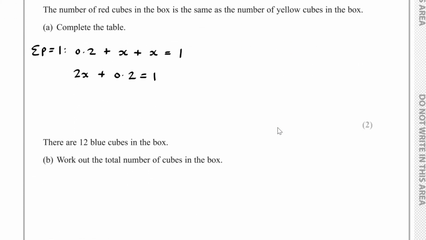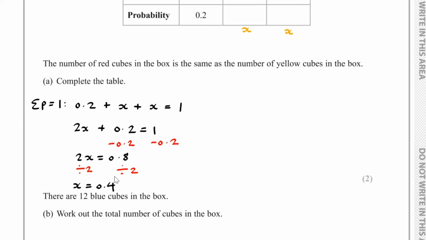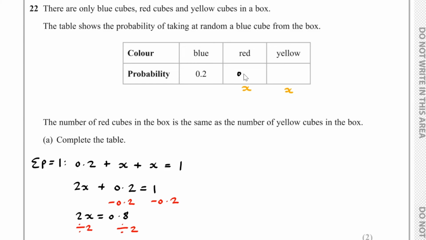Our goal is to find out what x is. So if I subtract off 0.2 from both sides, we see that we have 2x, which is equal to 0.8. And now if I divide both sides by 2, we see that x is equal to 0.4. So now if we complete the table, we have 0.4 here and 0.4 here.